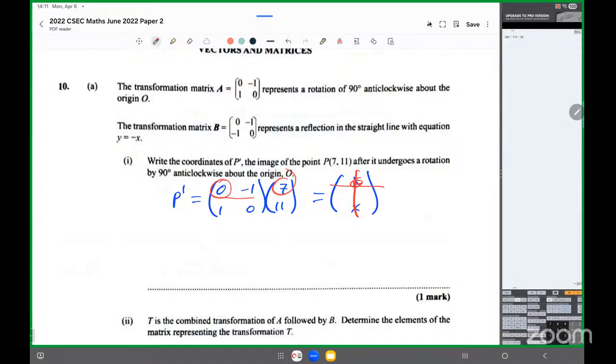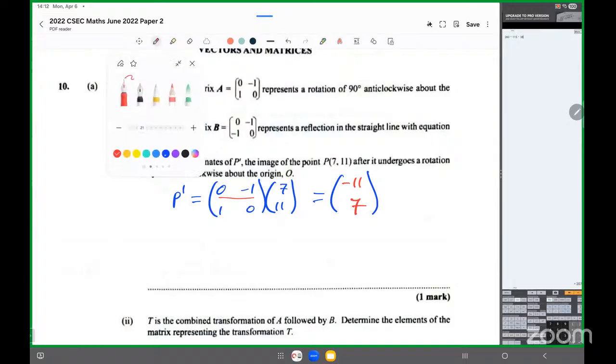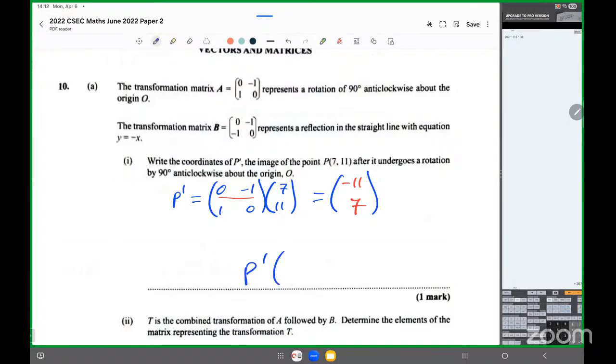0 times 7 and minus 1 times 11. That gives you negative 11. So this is negative 11. Then the value down here is the second row with the one column. So it's 1 times the 7 and the 0 times 11. 1 times 7 is just 7. So it becomes a 7. It means that the coordinates of P prime are minus 11, 7. That's the answer.